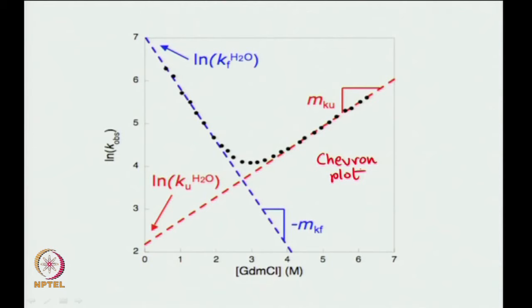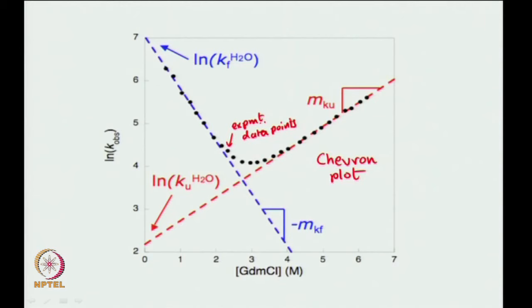Now, what are you seeing here? These black dots are experimental data points.